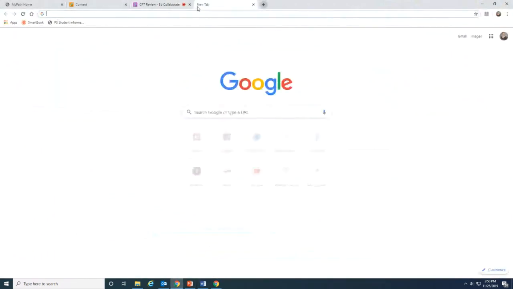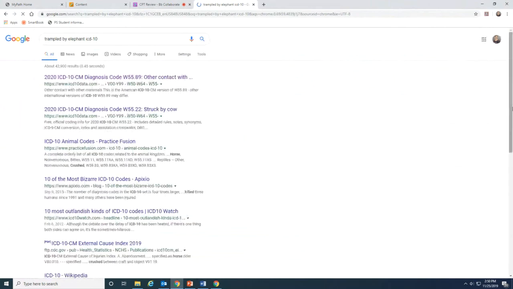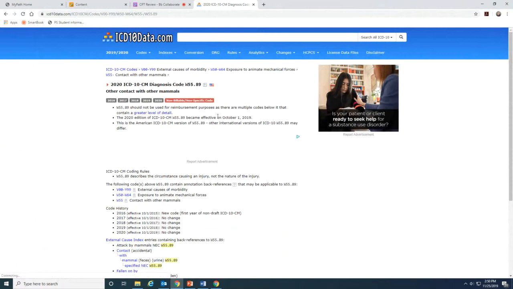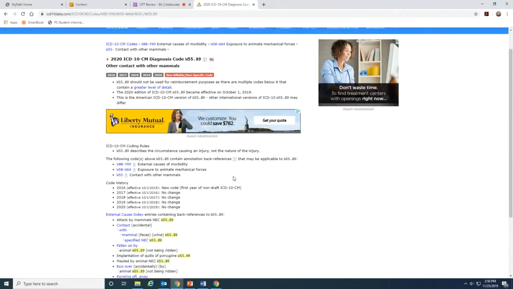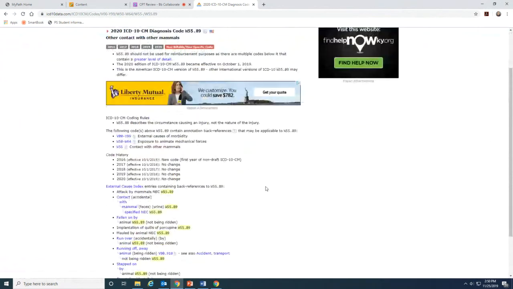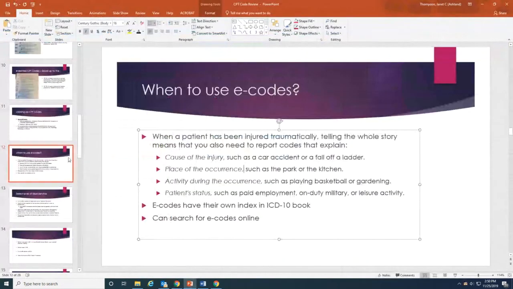So I'm just going to pop up here and open a Google tab. And I'm going to type in trampled by elephant ICD-10. And I love this tool. So this gives me a code W55.89, other contact with mammals. So that pretty well explains that. That would be kind of hard to find in the index. So this is an instance where I like to use this website.